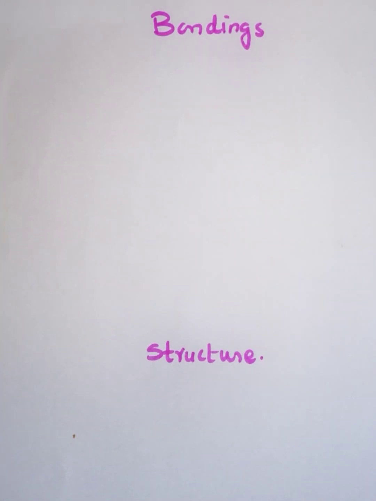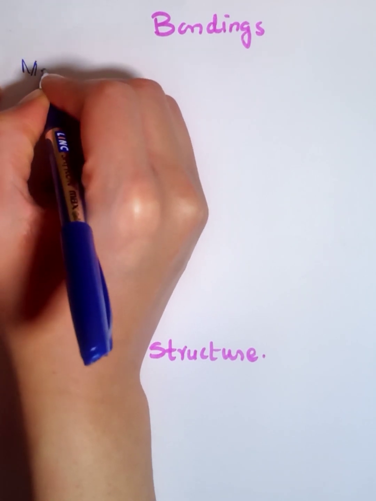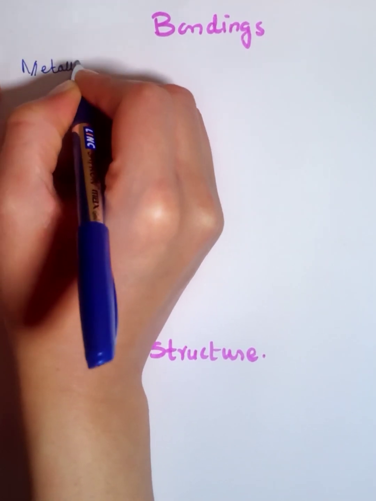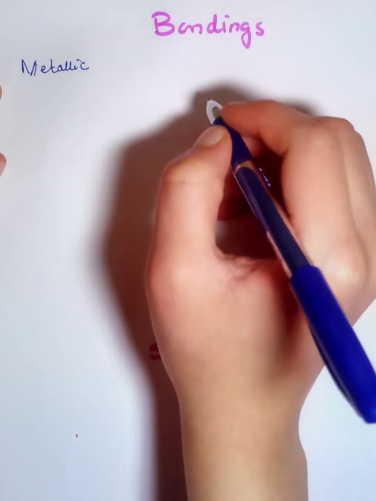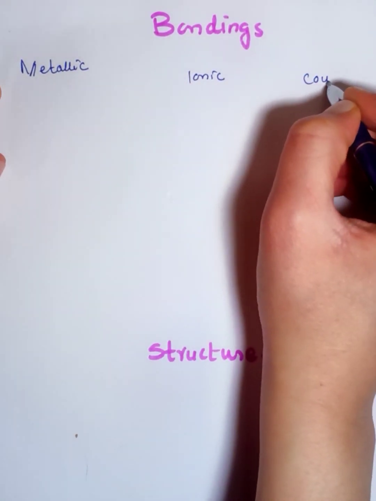So today I'll be talking about types of bonding and types of structure, together with types of intermolecular forces between molecules and atoms. I'm going to start off with bonding. There are three types of bonding: metallic bonding, ionic bonding, and covalent bonding.